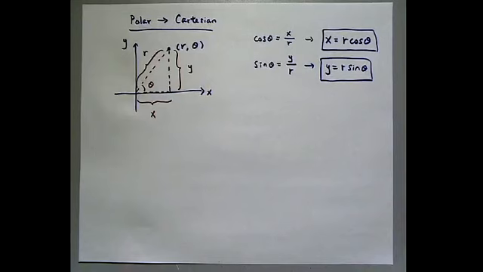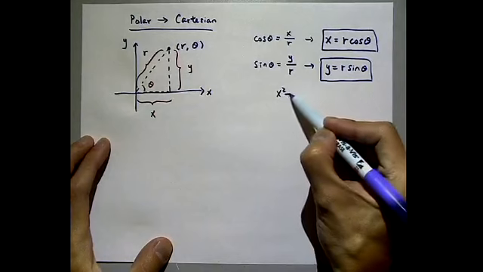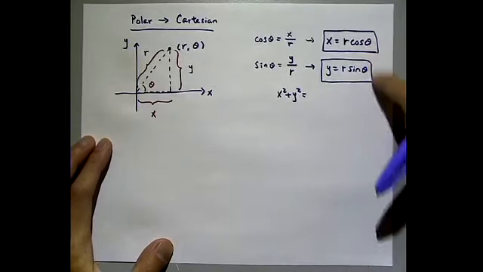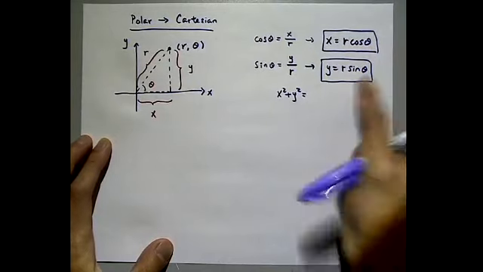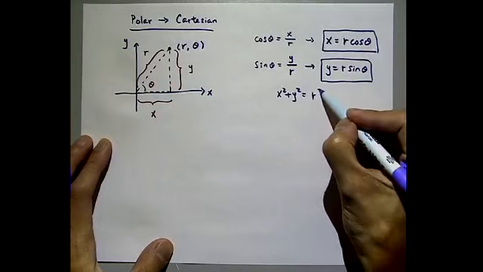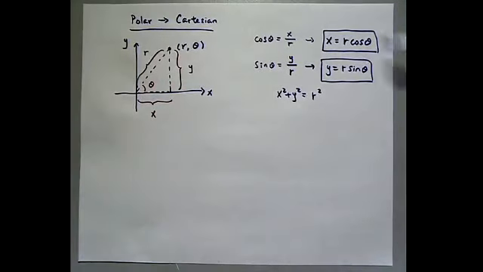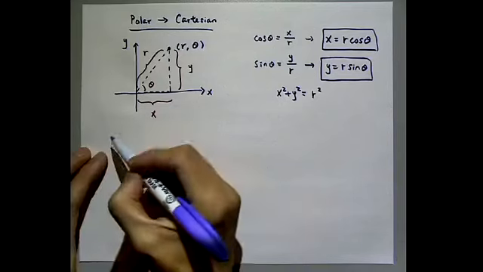Another potentially useful relationship between the two is x squared plus y squared. If you add these two squared together, you get r squared cosine squared plus r squared sine squared, and that gives you just r squared. So that's also potentially useful information, but these two equations in a box are more directly useful. Okay? So for example, let's try this on something.